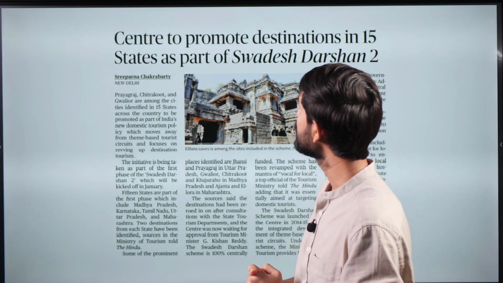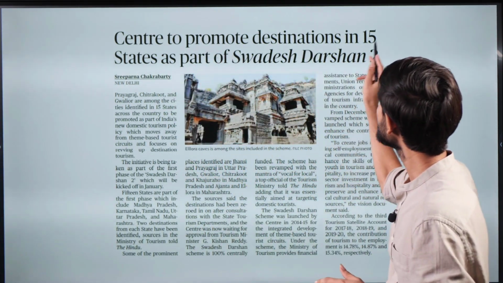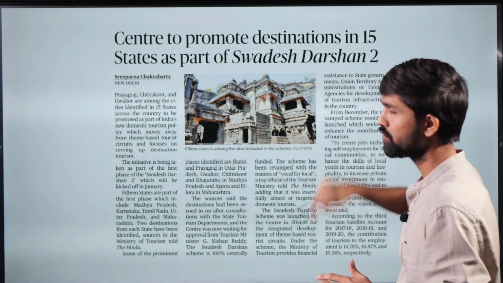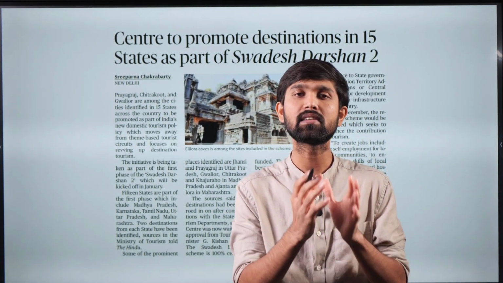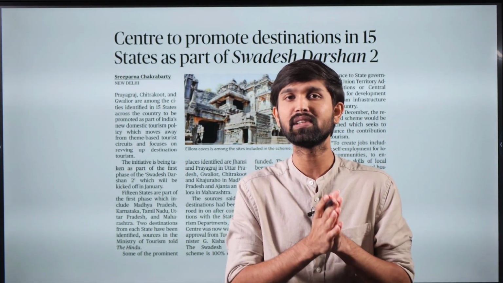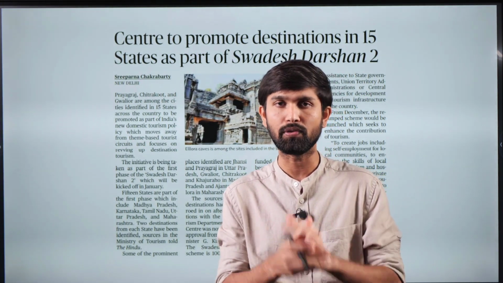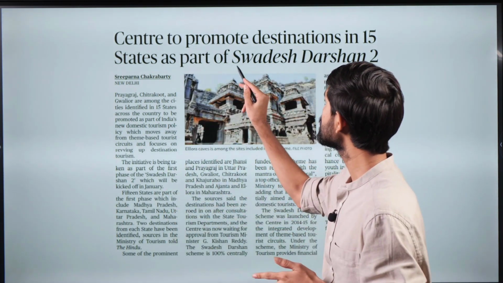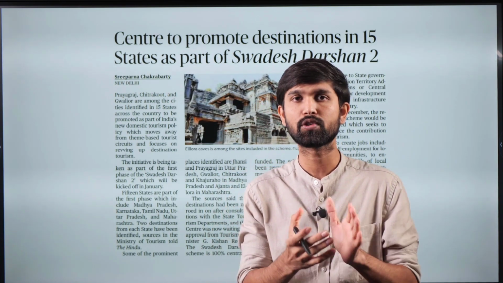The first article which appears in the newspaper reads, Center to promote destinations in 15 states as a part of the Swadesh Darshan 2. Now this particular article highlights a critical scheme of the central government, that is the Swadesh Darshan scheme. So from the examination point of view, we'll try to understand what is this Swadesh Darshan scheme and what is this new Swadesh Darshan 2 or the 2.0 version of this scheme.